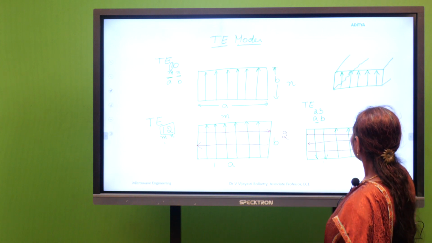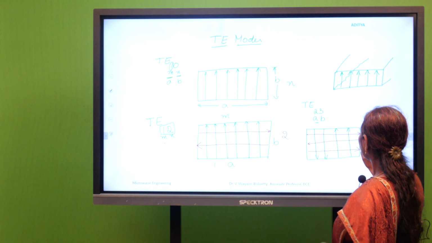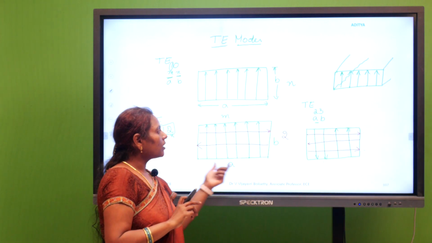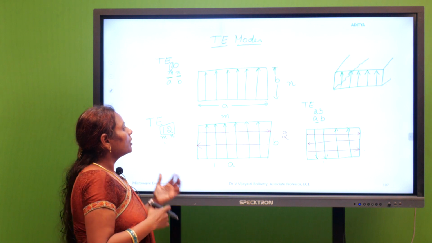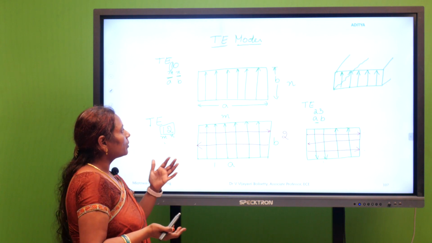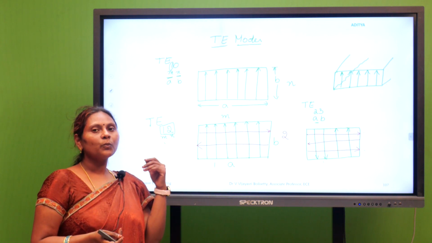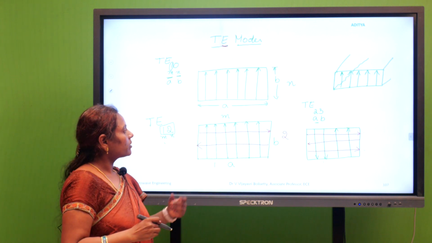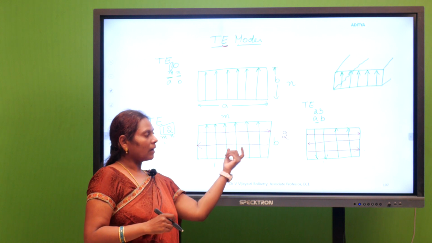So, 1, 2, 3 half wave variations. Okay. So, all these are the half wave variations. As we are going to consider the transverse electric modes, we are drawing the field cross sections using the electric lines.